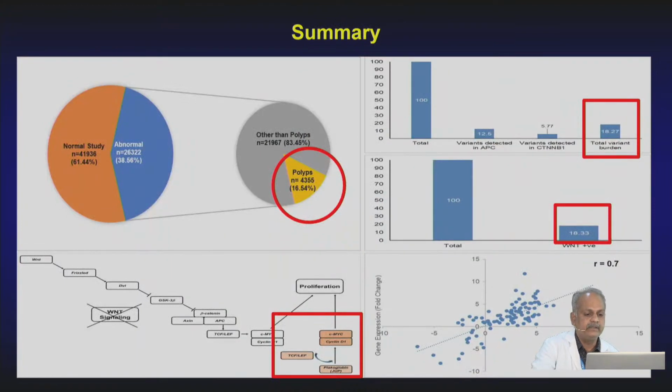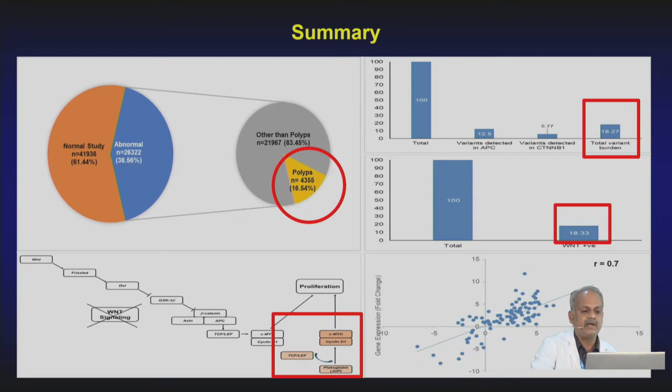Taken together, if we look at the percentage of polyps in the Indian ethnicity, it's around 16%. The total variant burden in the APC and beta catenin put together again is around 18%, and the Wnt dysregulation at the mRNA level is around 18%.